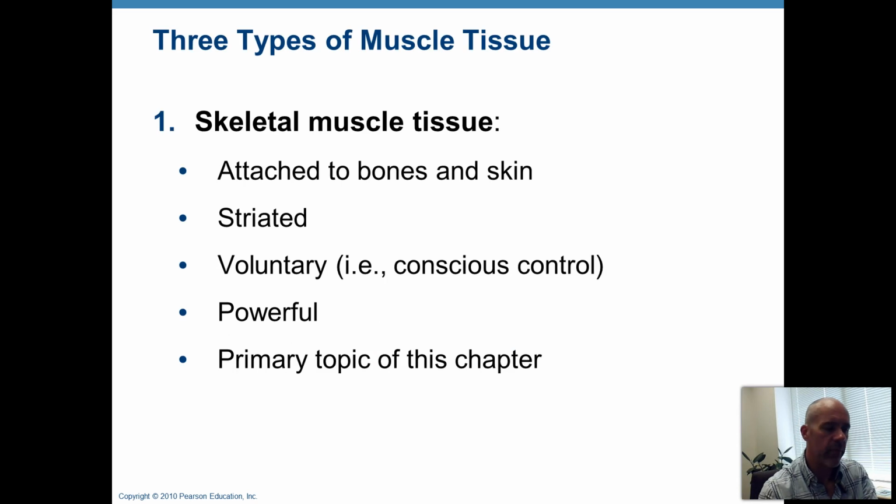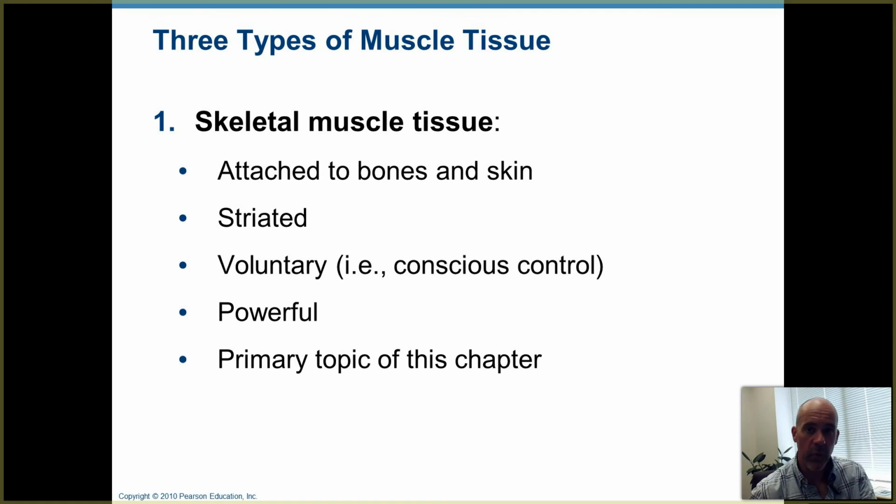We heard a little bit of this before back in Unit 2 when we learned about tissues. We mentioned that there are three types of muscle tissue. You have skeletal muscle tissue, you have cardiac muscle tissue, and then you have smooth muscle tissue. And so we're going to review a little bit about those three different types.